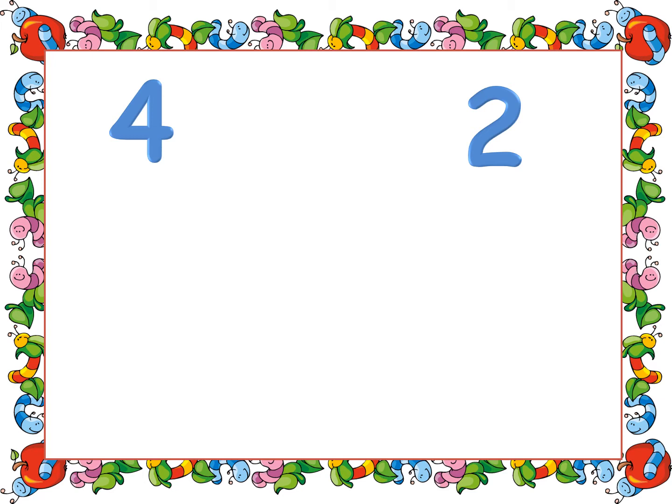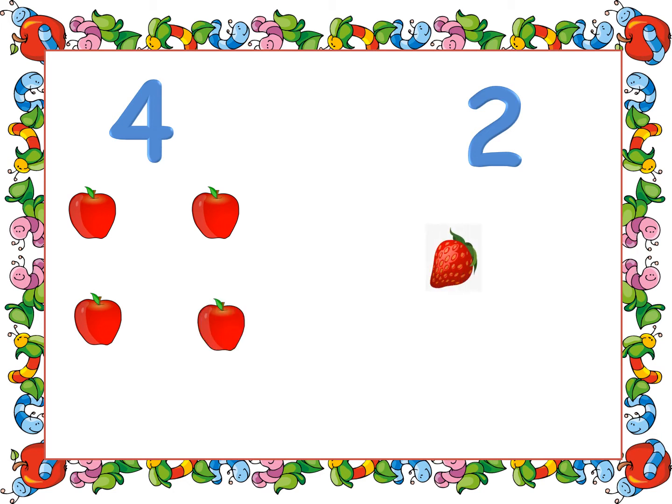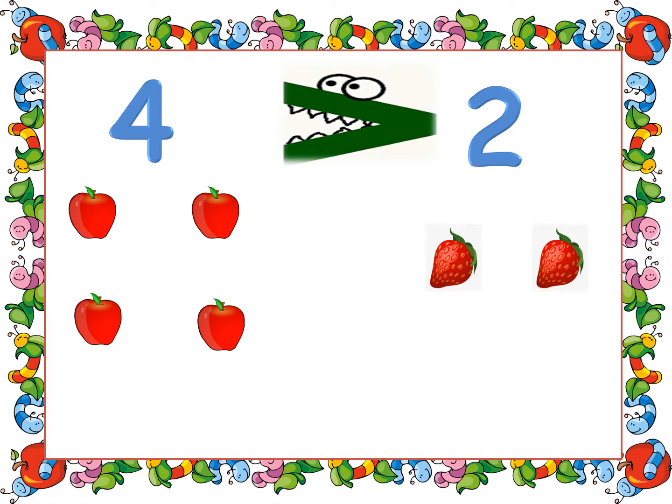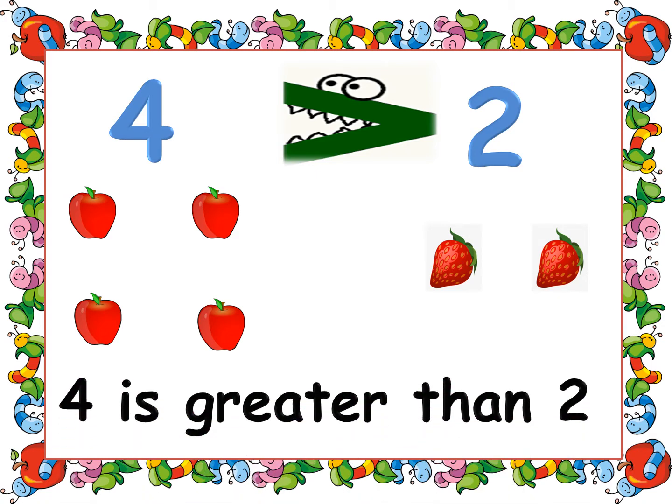If you're not sure of the number that is greater or less than, you can draw objects. So for number 4, let's draw apples. 1, 2, 3, 4. Very good. Now for 2, 1, 2. So 4 apples and 2 strawberries. So which will the alligator eat? Very good. Yes, he will eat the number 4 because number 4 is greater than 2. So 4 is greater than 2.